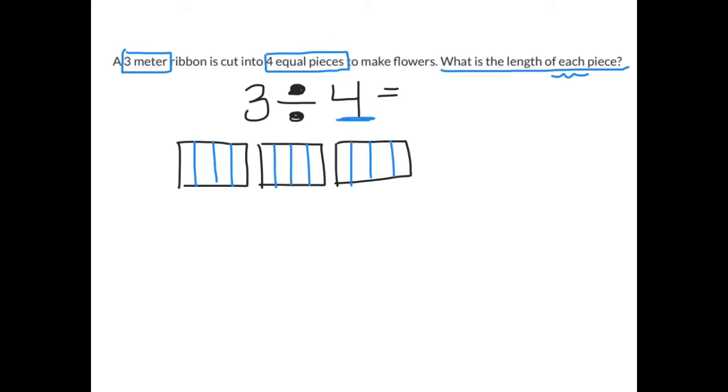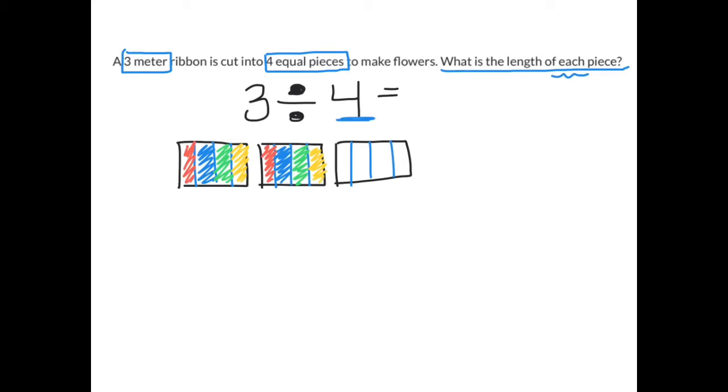So a way to think about that is that, all right, now each meter of ribbon, this meter's going to go to one set of flowers. This meter is going to go to another set of flowers. This piece is going to go to another set of flowers. And this piece is going to go to another set of flowers. Then we're going to do the same thing with the next meter. This is going to go to one group of flowers. This is going to another group of flowers. This is going to another group of flowers. This is going to another group of flowers.